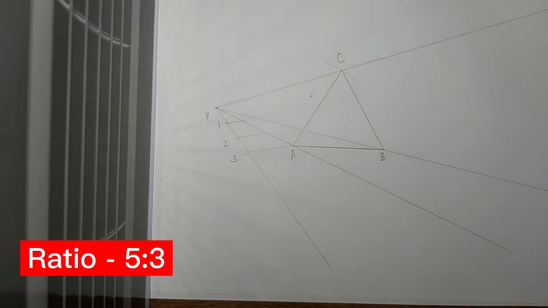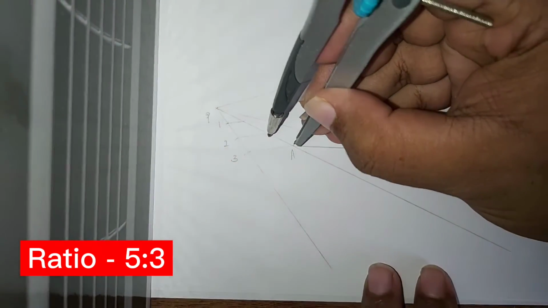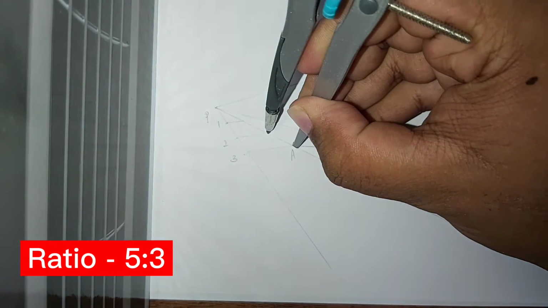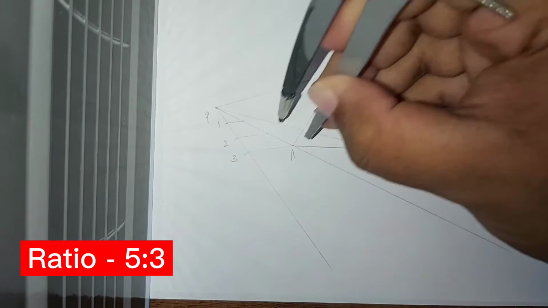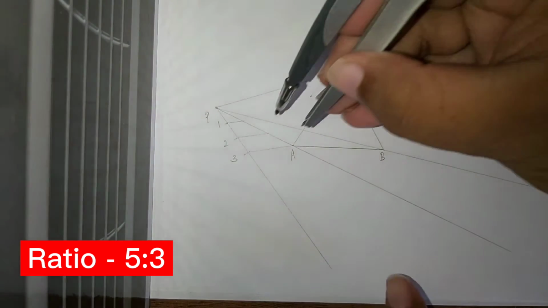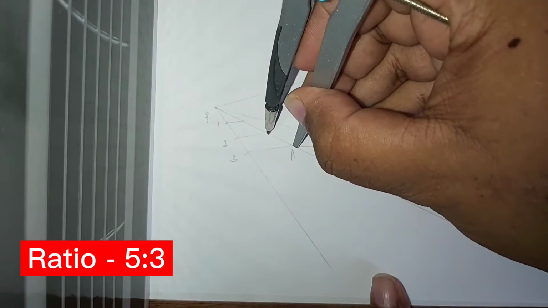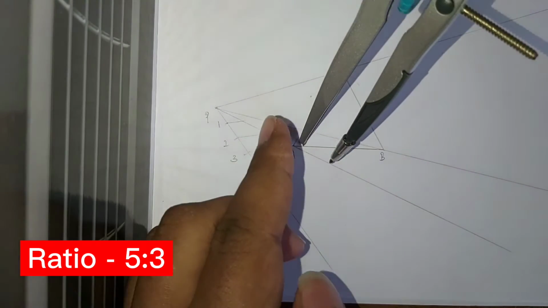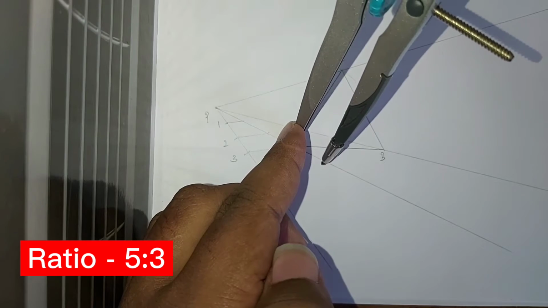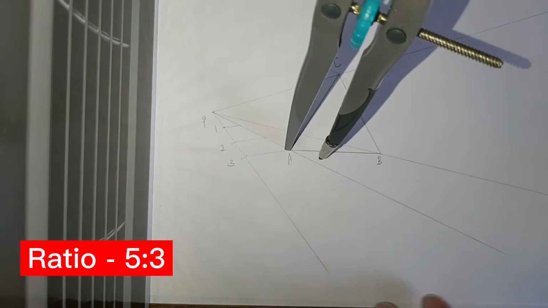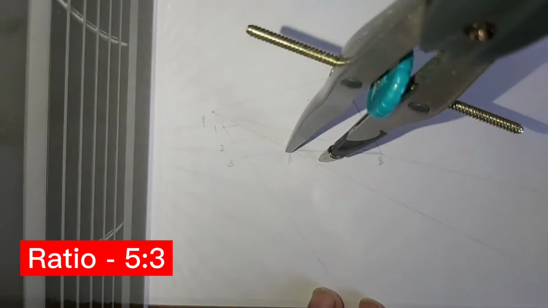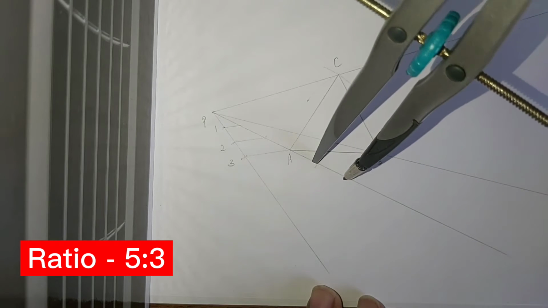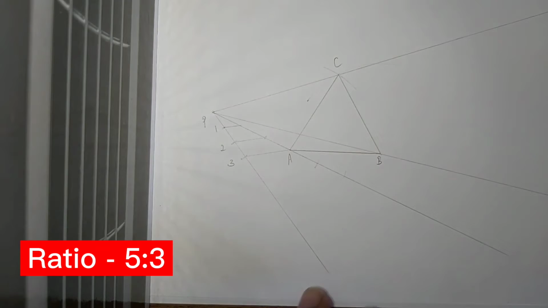Alright, so I want you to pay close attention to the ratio, right? The ratio is 5 to 3. So you can see me here taking the measurement of one division, right? That's the space between 3 and 2. And using that measurement, I'm going to mark it off one time. And then I'm going to mark it off a second time on the line going through point A, right?